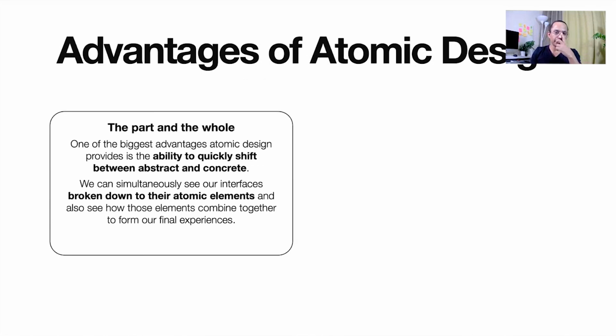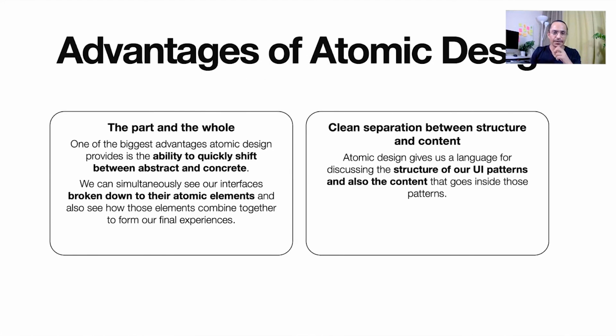So what is the advantage of the atomic design system? The part and the whole. One of the biggest advantages atomic design provides is the ability to quickly shift between abstract and concrete. We can see our interface broken down to the atomic elements and also see how these elements combine together to form our final experience. So, the part and the whole.